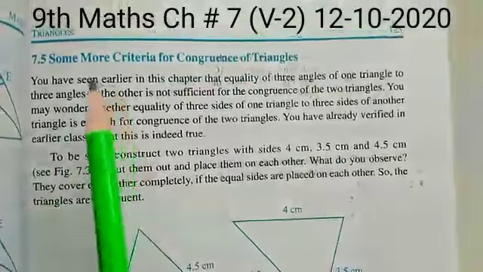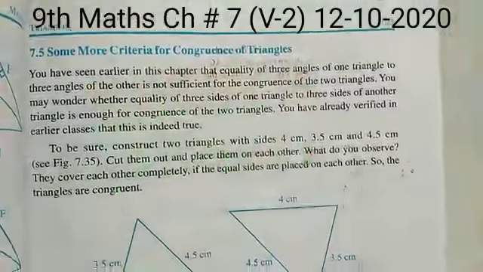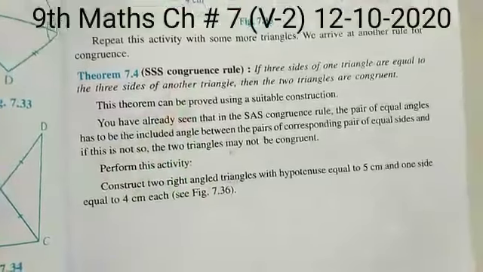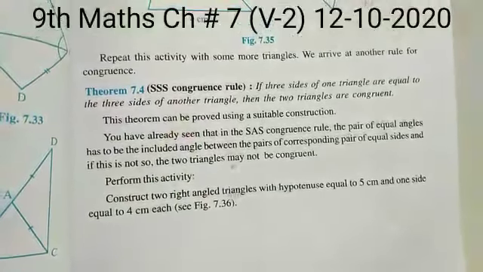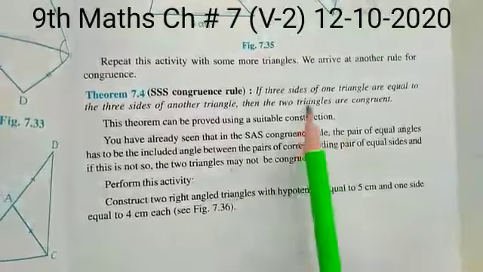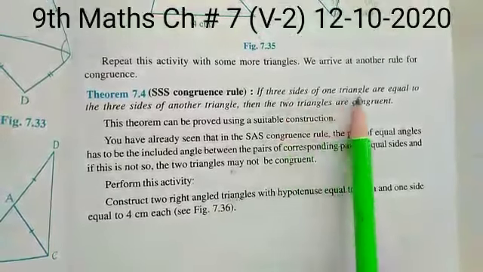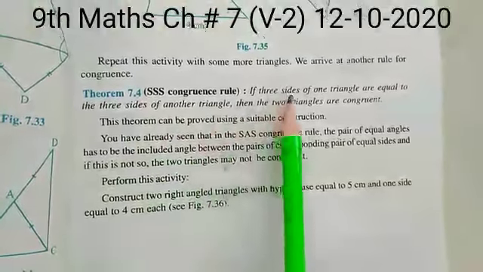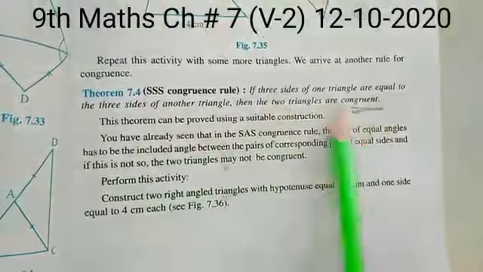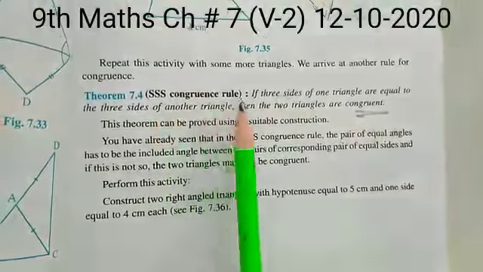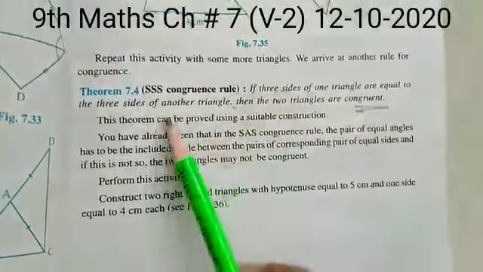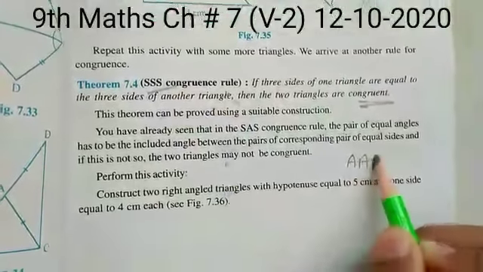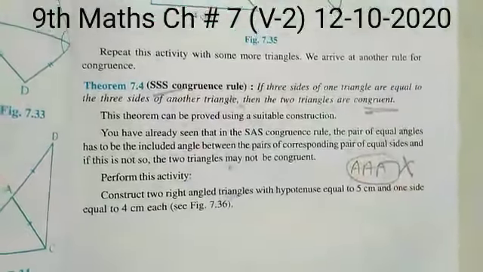Now we will understand some more criteria for congruence of triangles. In that, theorem 7.4 is called the SSS rule, meaning all three sides are equal. If three sides of one triangle are equal to the three sides of another triangle, then the two triangles are congruent by the SSS congruence rule. Now students, remember that SSS congruence is possible, but AAA congruence is not possible. Okay.